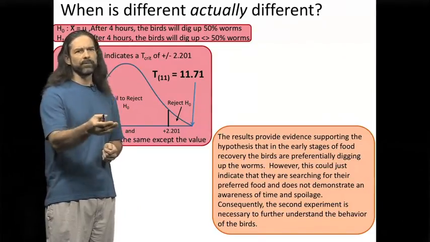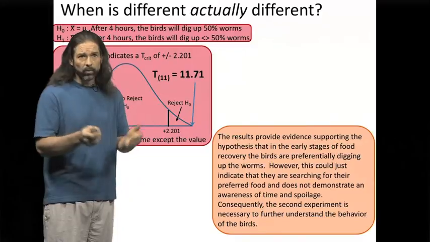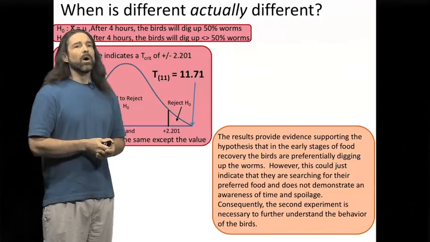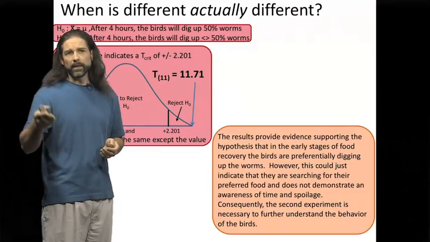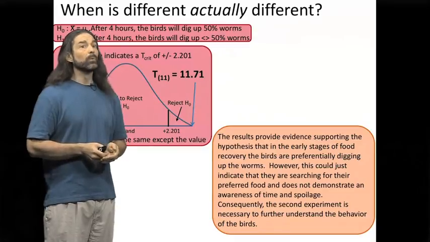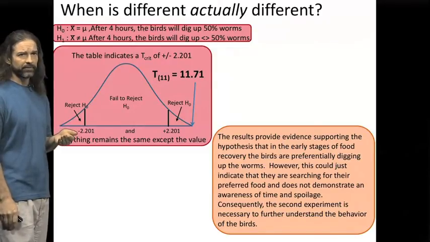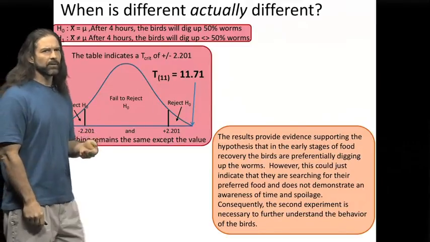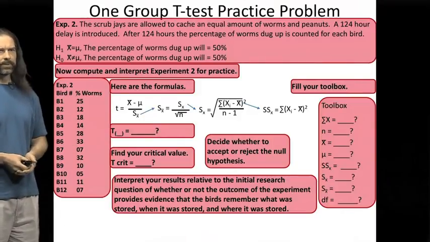to wait 124 hours. These birds dug up more worms because we know they like worms, so they remembered where they buried it and they dug up their preferred food. Only if they know that the worms spoil will nuts then become the preferred food. So in experiment 2, nuts will be the preferred food, and we would actually expect them to dig up fewer worms, and if that is the case, we should find a significant value down here, significantly less than 50%, instead of significantly more than 50%. So this leads us to experiment 2.